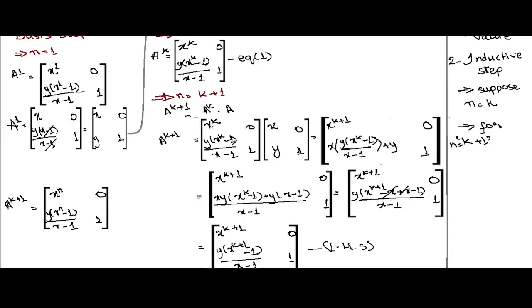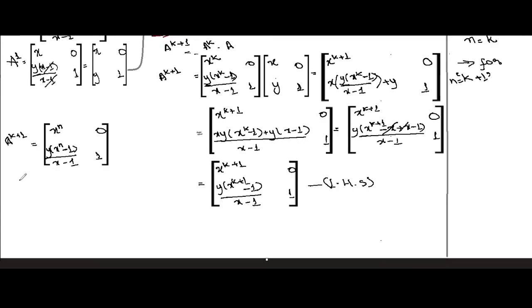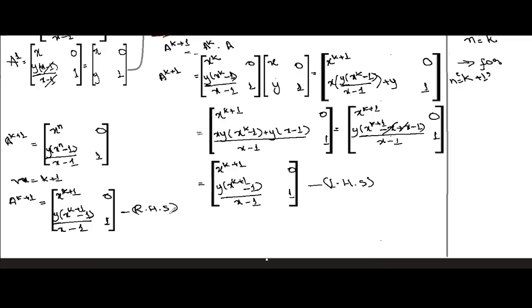Now we are going to put the value of n as equals to k plus 1. A raised to the power k plus 1 equals to x raised to the power n equals k plus 1. So we are going to replace it over here. 0 and 1 remain same, and then y into x raised to the power k plus 1 minus 1 whole divided by x minus 1. So this is our right hand side. Both these hand sides are equal, so we can say that we have proved it.